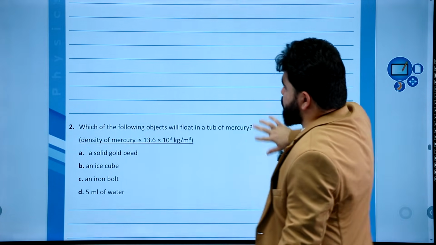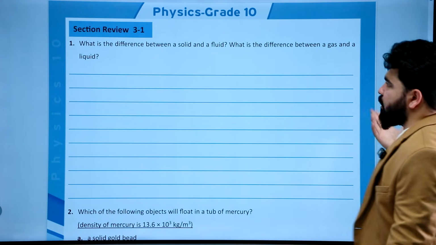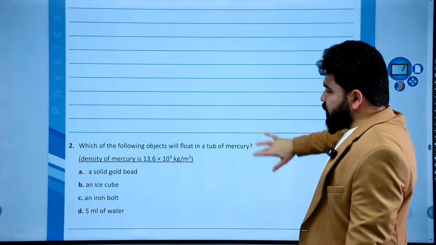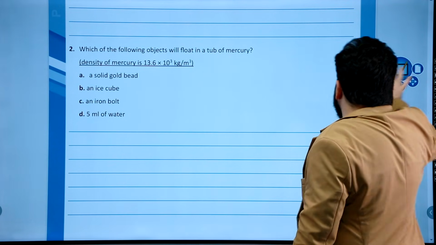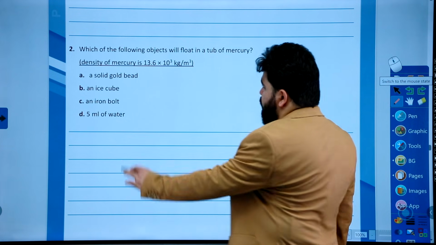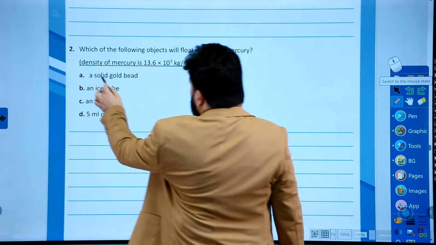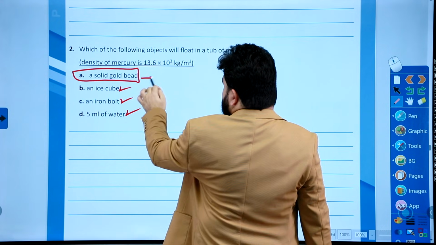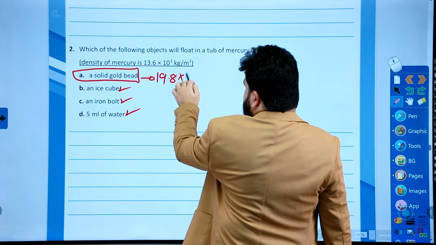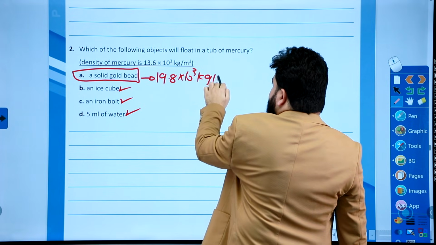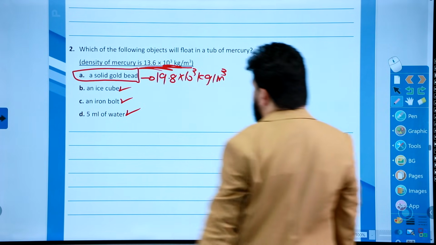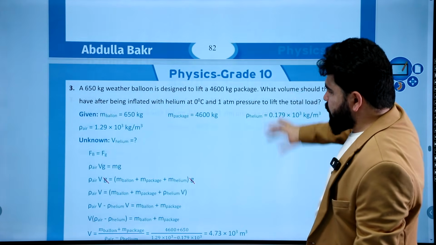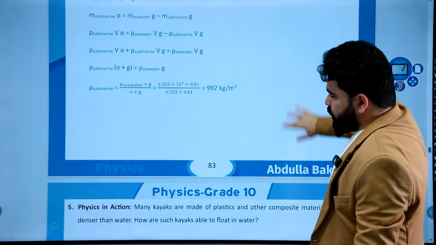section review. It says, what is the difference between a fluid and a solid? A fluid can flow and can change its shape, but a solid cannot change its shape and it cannot flow too. Which object will float in a tub of mercury? Be careful. All of them are going to float except this one, gold. Why? Because gold is equal to 19.8 times 10 to the power 3 kilogram per meter cubed. It is denser than mercury. So if it's denser, it's going to sink. Be careful. Question 3 and 4 are for you.